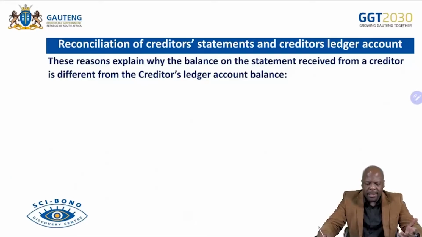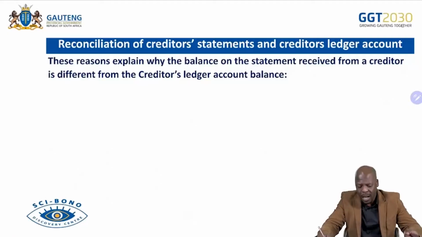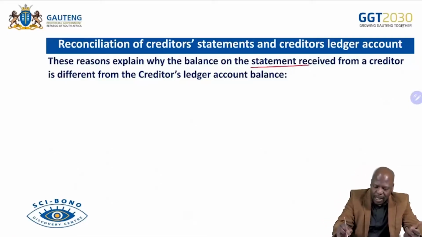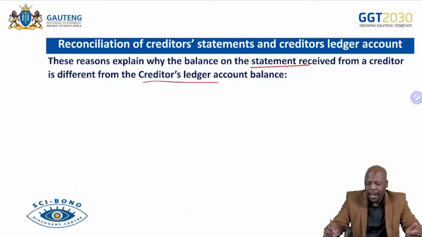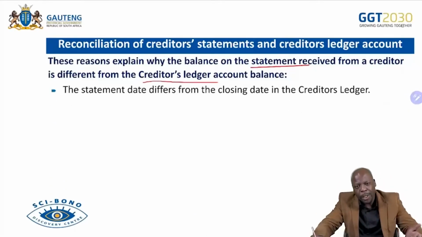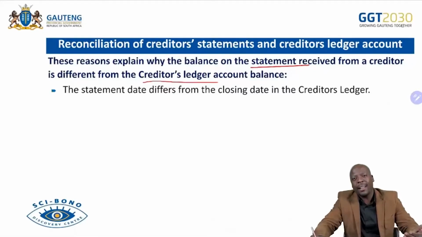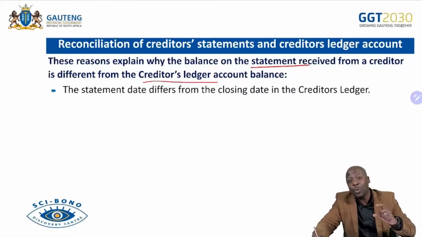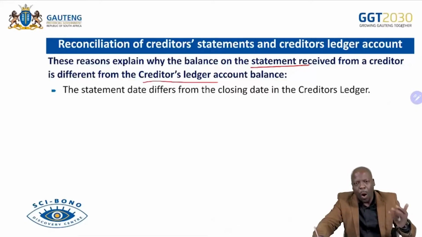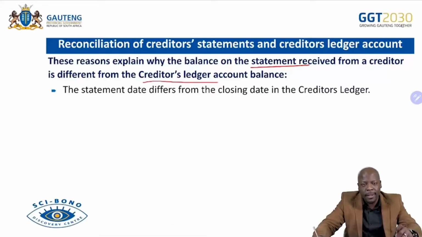Now, there are reasons why we have differences. And now I want you to follow me. When we talk about the reconciliation of credit statement and the creditors ledger, these reasons explain why the balance on the statement, remember, we received the statement, is different from the one on the ledger, which is prepared by us. Okay, so we want to now get into the reasons. Why are there differences? Because for us to reconcile, there must be differences in the first place. Now we want to know why and where the differences are coming from.